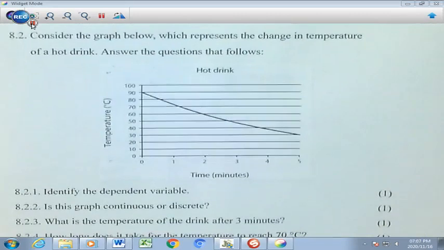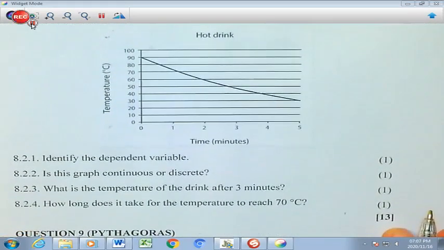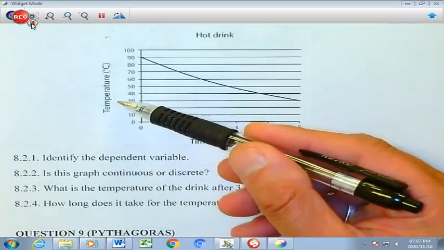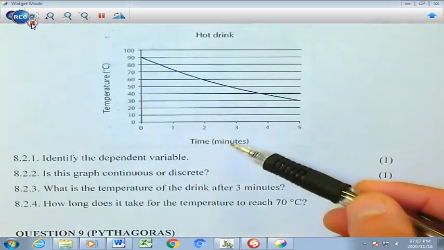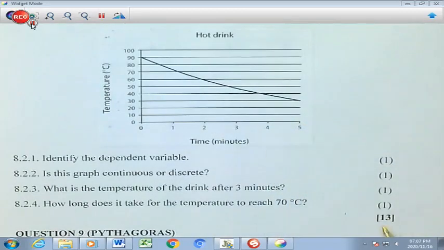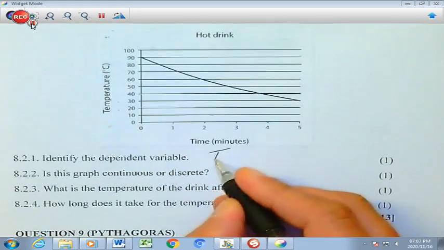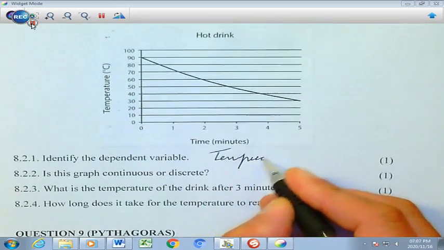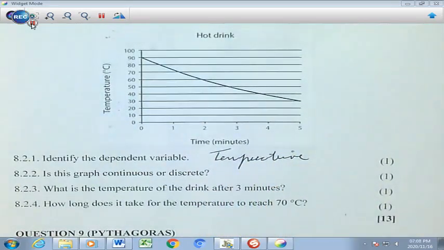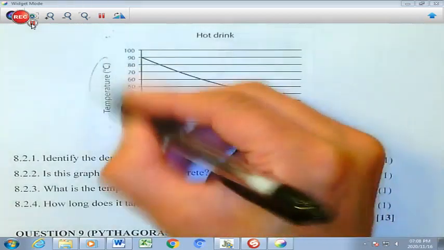So we need to answer certain questions pertaining to the graph. Question number 1, identify the dependent variable. The dependent variable is temperature, because temperature is dependent on time. The longer time progresses or stretches out or continues, to put it that way, the colder the temperature becomes. So temperature is in fact the dependent variable. Okay, make sure that you understand that.